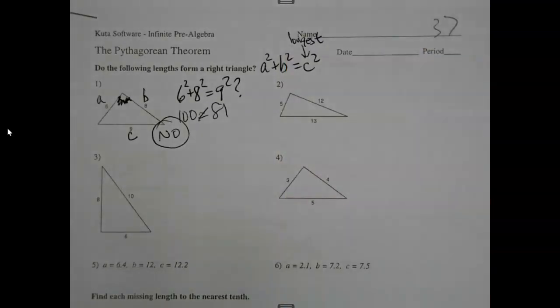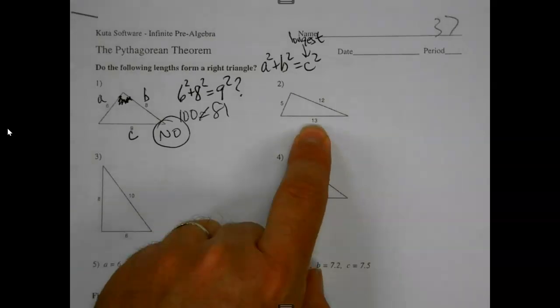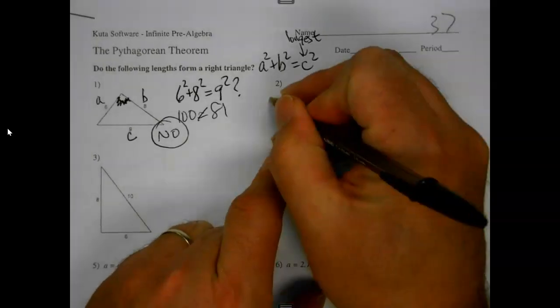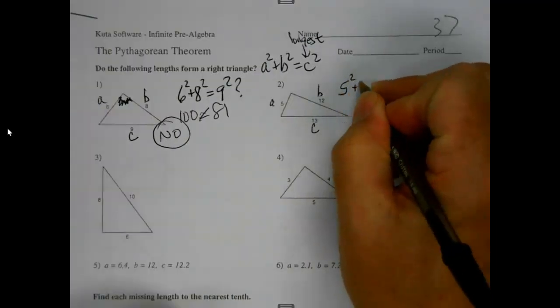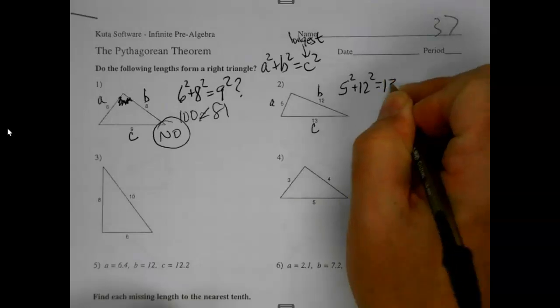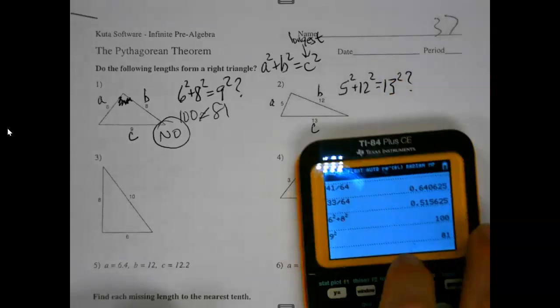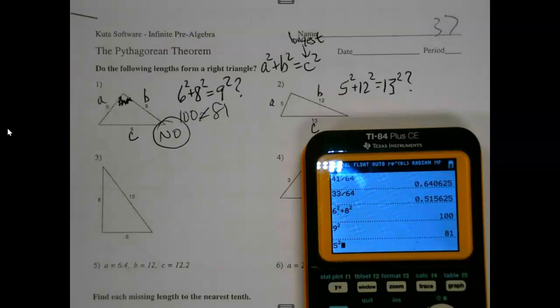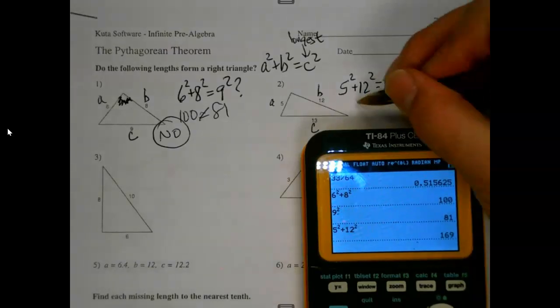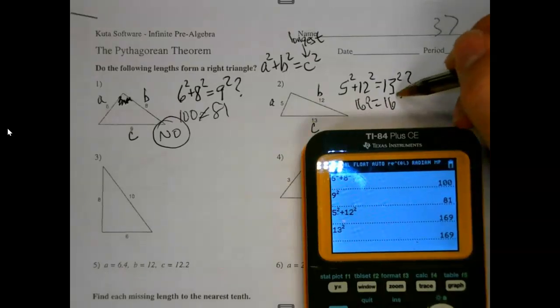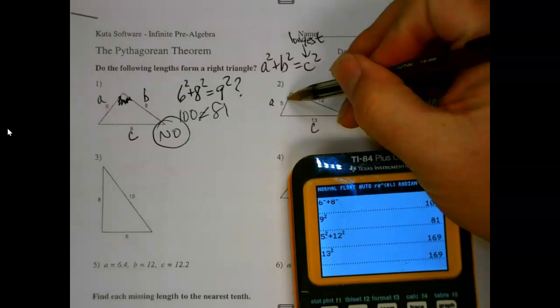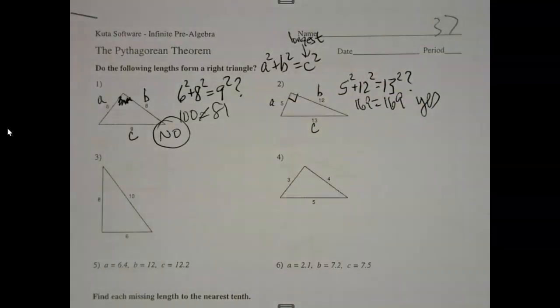Let's play with one more, just to kind of see here. There's my biggest number, so that's my C. So it's 5 squared plus 12 squared equals 13 squared. All right, let's see here. 5 squared plus 12 squared is 169. 13 squared is 169. This time we can put the right angle in because it's actually a right triangle. So we're just plugging in and testing out with those.